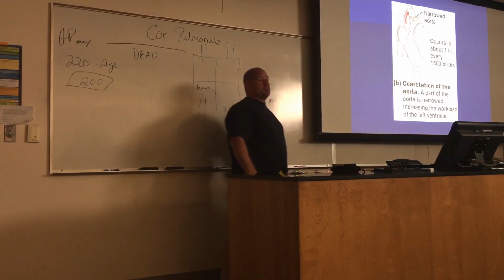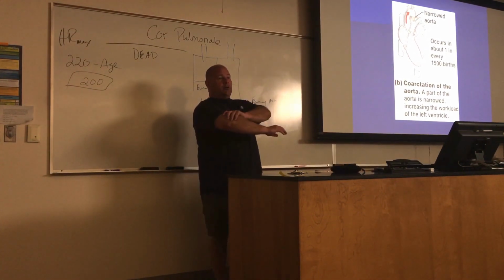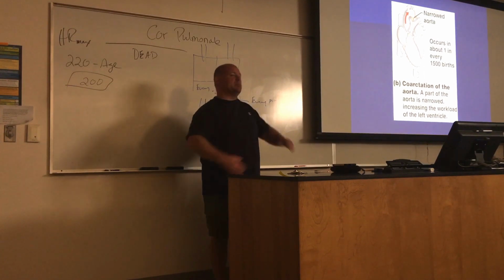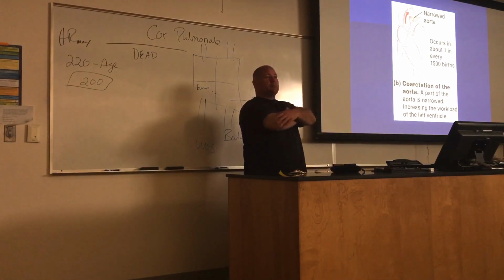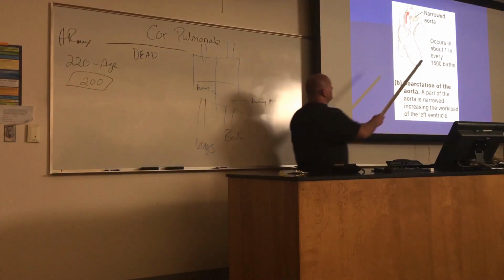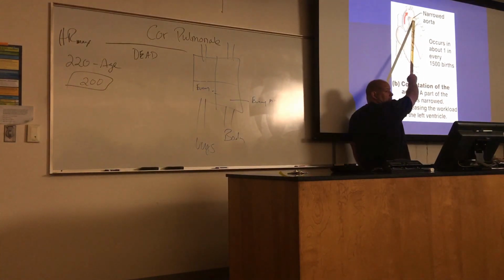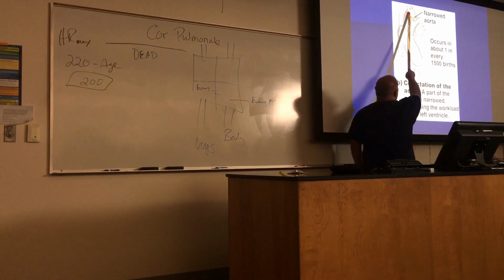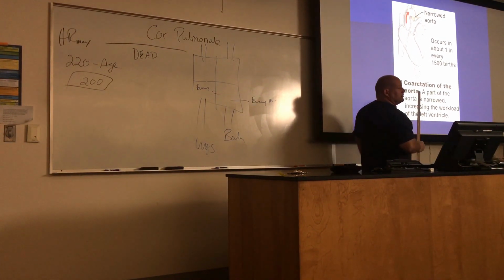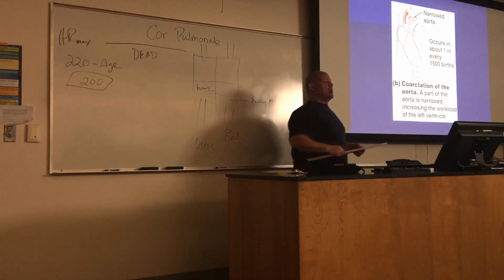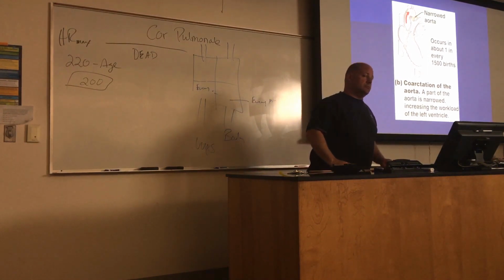We usually diagnose this because we do blood pressures on all the limbs, and specifically when we notice that there's a drop in the blood pressure in the legs as opposed to the arms. Why? Because we've got a big narrowing right there. So if I'm doing a blood pressure, what's that? Anybody remember what vessel that is? The brachiocephalic artery.